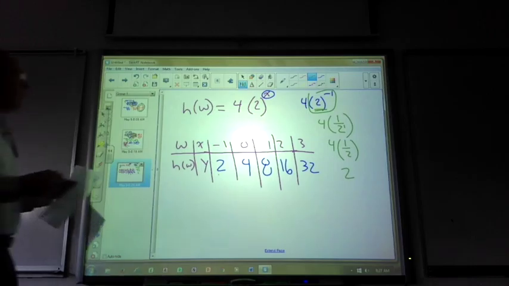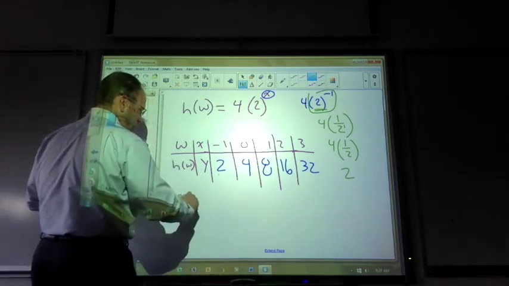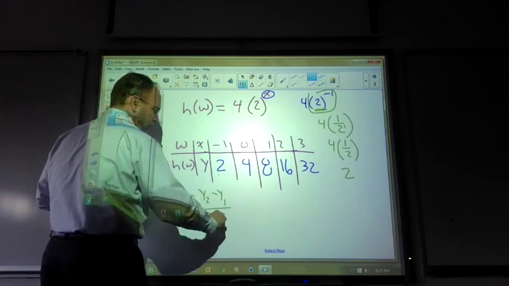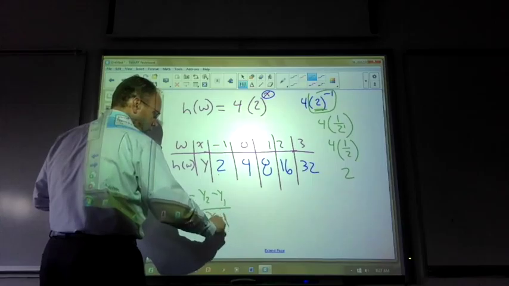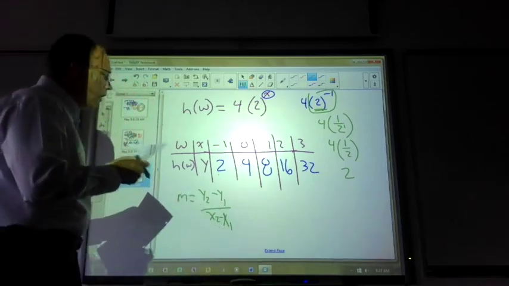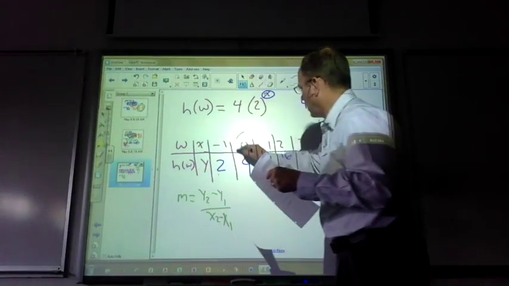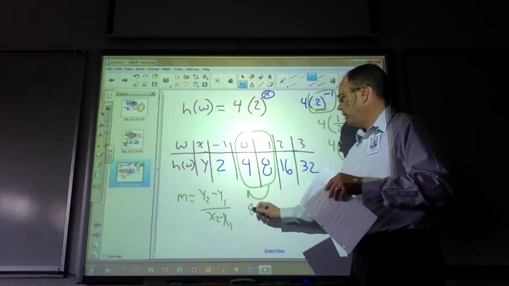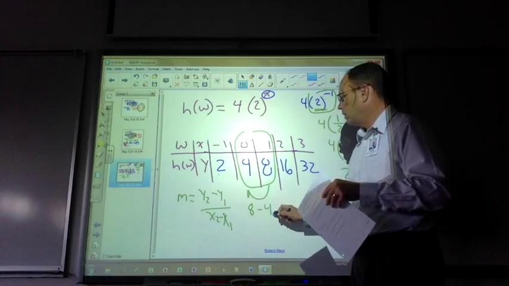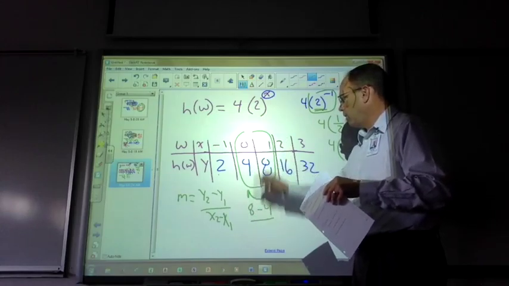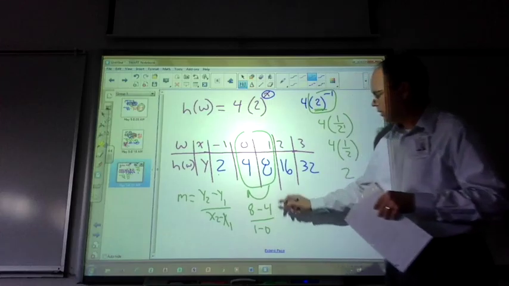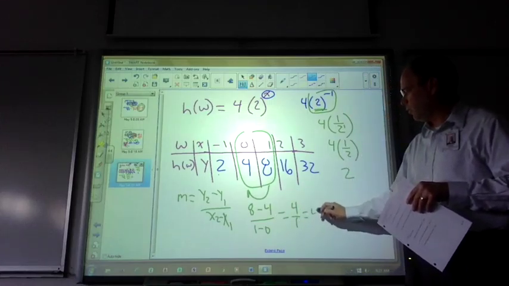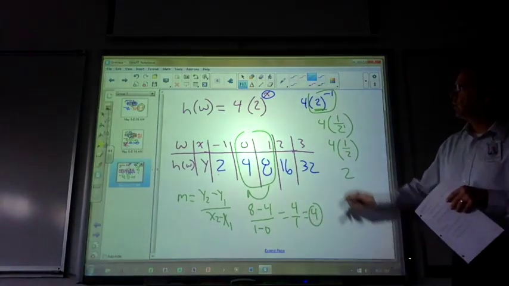All right, so we're going to find average rate of change. So we're going to find the slope, y2 minus y1 over x2 minus x1. Cool. And we're going to find it between 0 and 1. So we're looking right here. So we'll go this way. So I had 8 minus 4 and 1 minus 0. So 8 minus 4 is 4 over 1, which is just 4. That's our average rate of change on the first one.